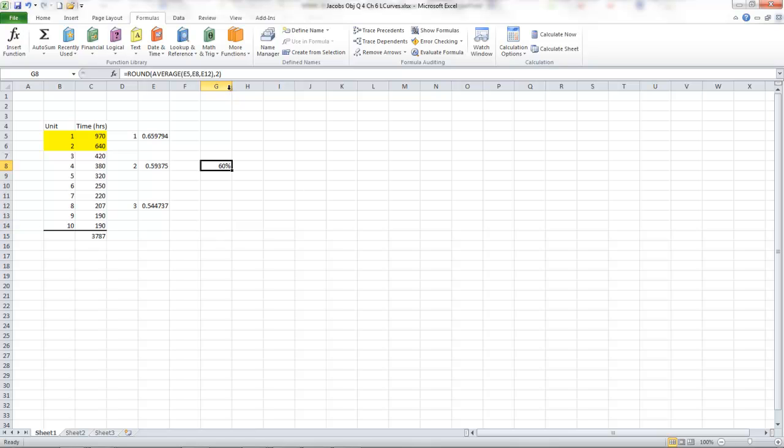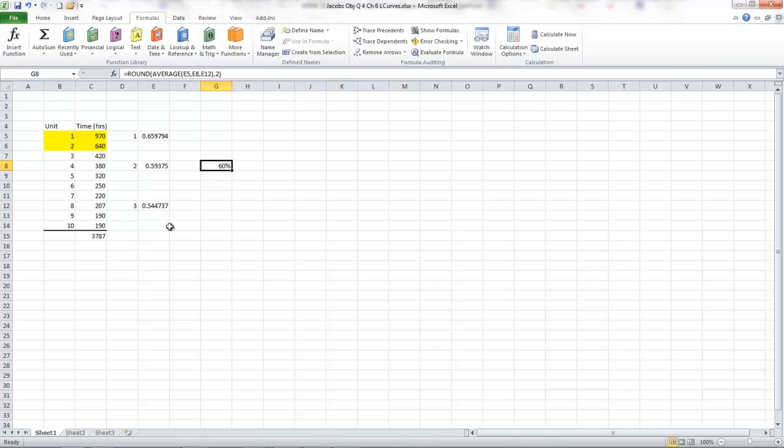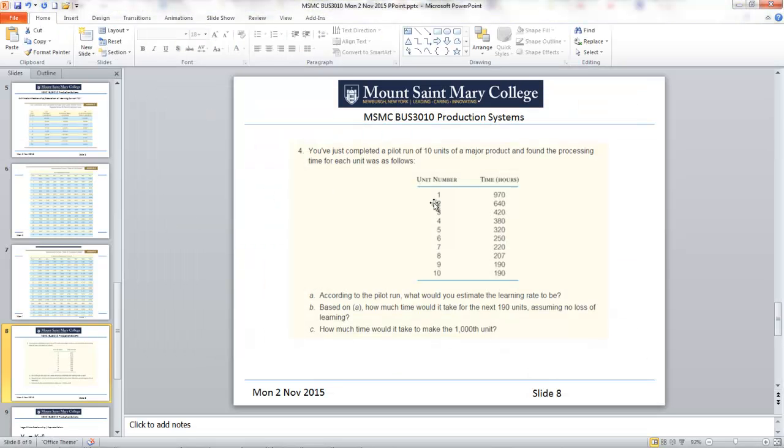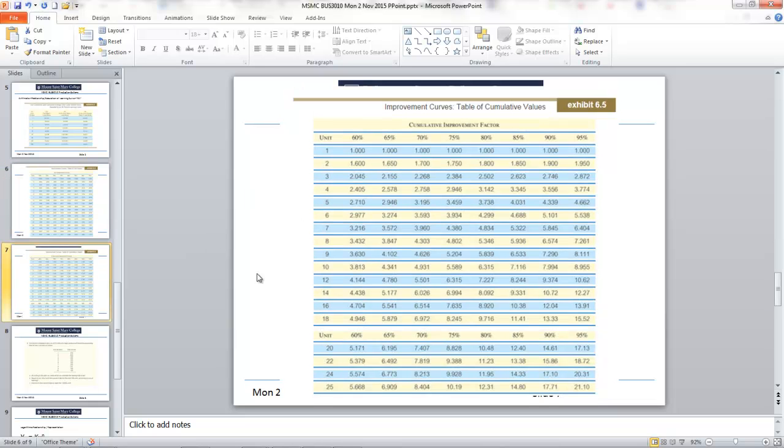We're going to use this average learning rate that we have over the span of the first 10, the 60%. So going back to the tables, let's remember the question first. Okay, so the question is, based on A, we've got a learning rate of 60. How much time would it take for the next 190 units? Well, we've taken a look at the individual time it takes for each unit, but we also have the table that shows the cumulative time.